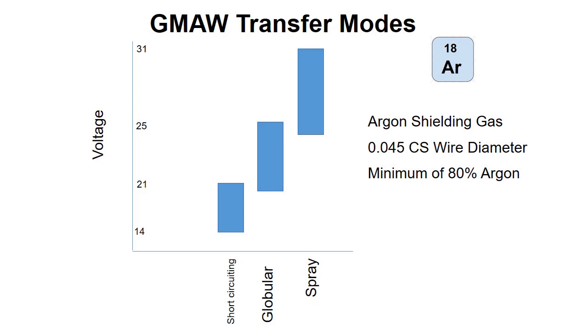But this is only for argon shielding gases with at least 80% argon. I don't know if 80 is the number exactly, but it's a good round number. I've read it in various pieces of literature that it's 80%. 75% argon CO2 will not get you into spray transfer, but 80% and more will get you into spray transfer if you've got 80% or more of argon shielding gas. And this is what it looks like as we crank up the voltage.